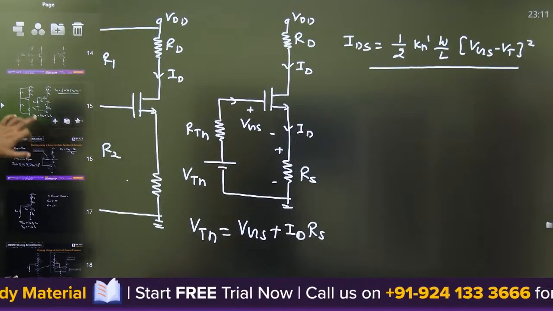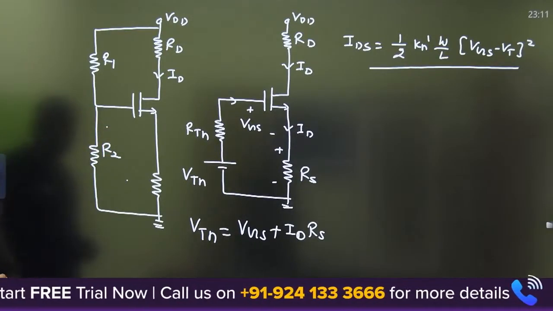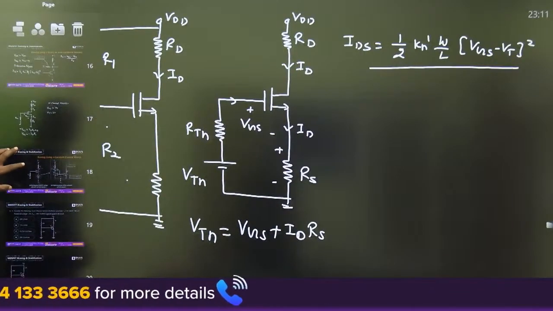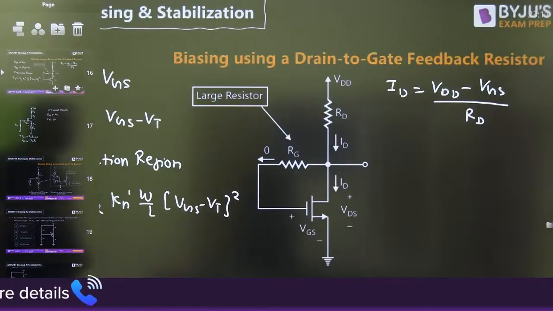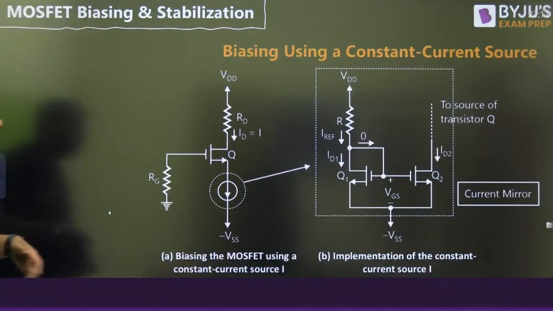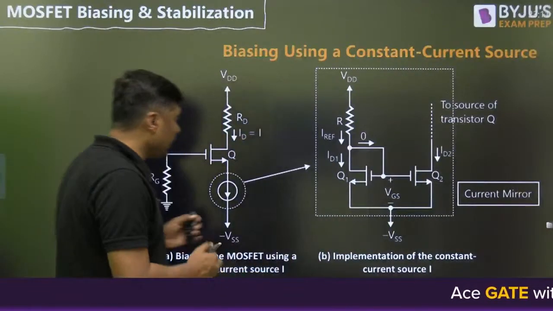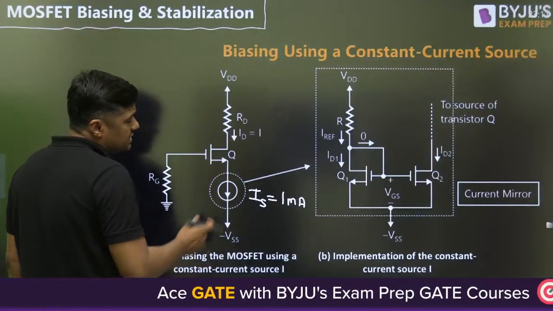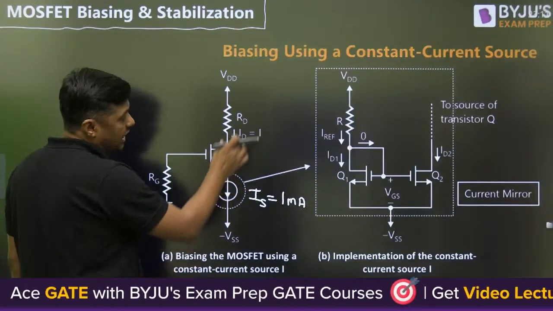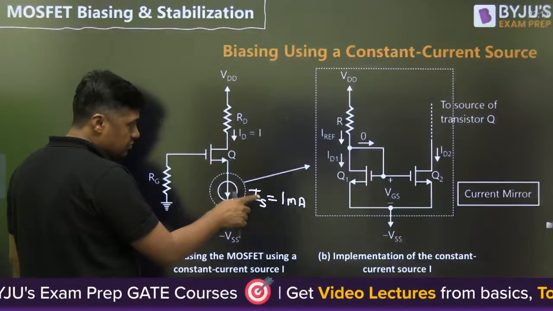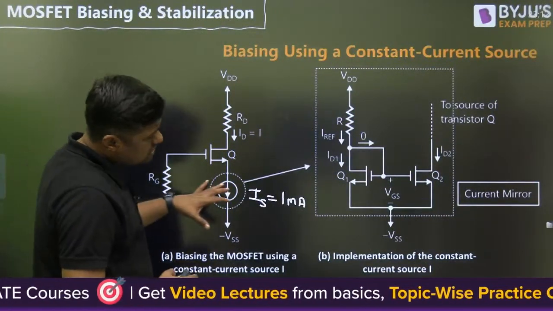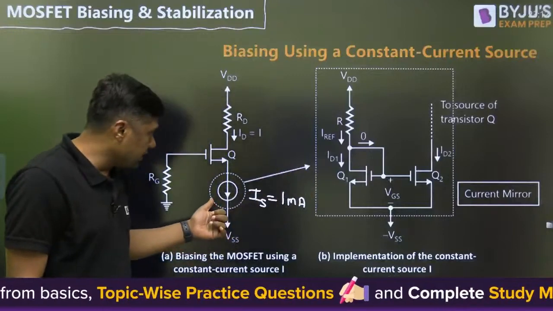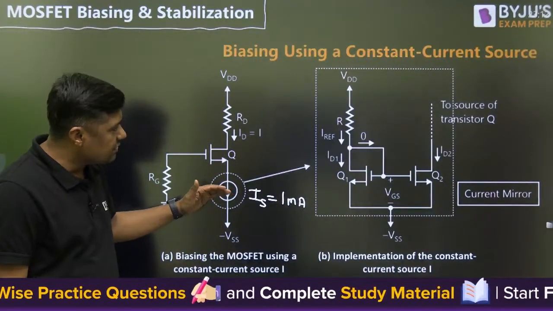So these are the 3 cases. New students, please watch that. First of all, the potential divider biasing. Then simply apply Thevenin's theorem and get the answer with the RS. Already I have given the drain to gate feedback resistor. And in the third type we have a direct current source here, 1 milliampere or 1 ampere and something like that. In that case it directly gives you the value of ID. This is the ID and IS, the source current or drain current. This current source is nothing but a current mirror circuit.